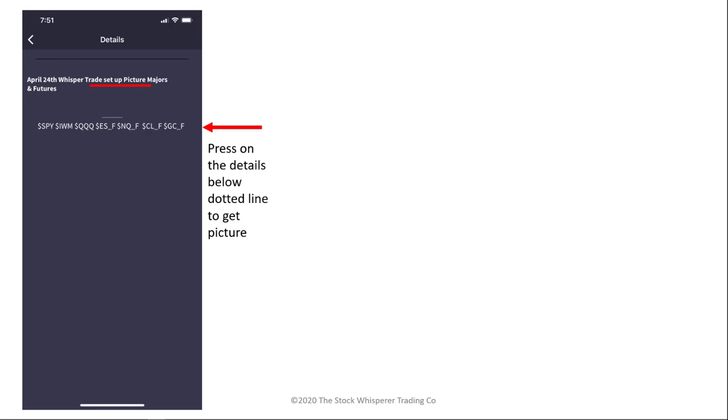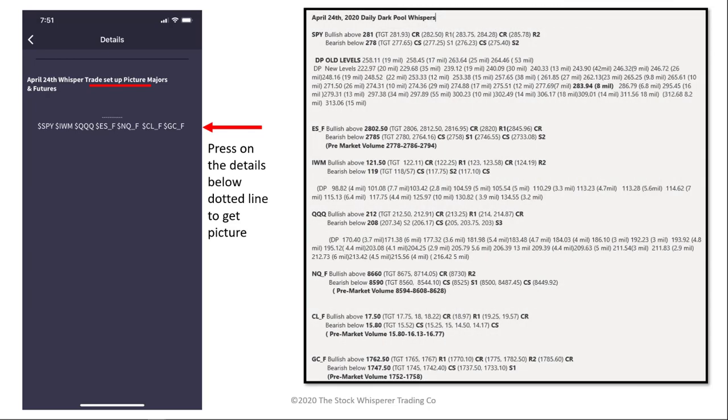So you'll see trade setup picture. When you see that, you press for the details, and then it'll show you a dotted line with the stocks that are in the picture. If you press on those stocks, you're going to get this picture. All right, this is from April 24th.